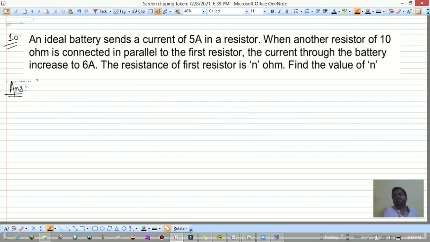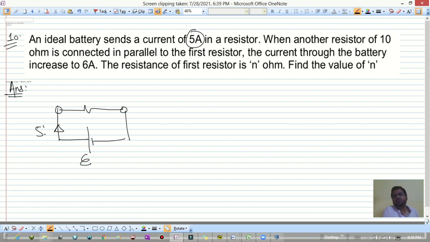Now the next and the last question we have. An ideal battery sends a current of 5 ampere in a resistor. So one ideal battery is given, that indicates the internal resistance is 0 for this battery, which sends a current of 5 ampere. When another resistor of 10 ohm is connected in parallel to the first, it is not connected in series, it is connected in parallel.